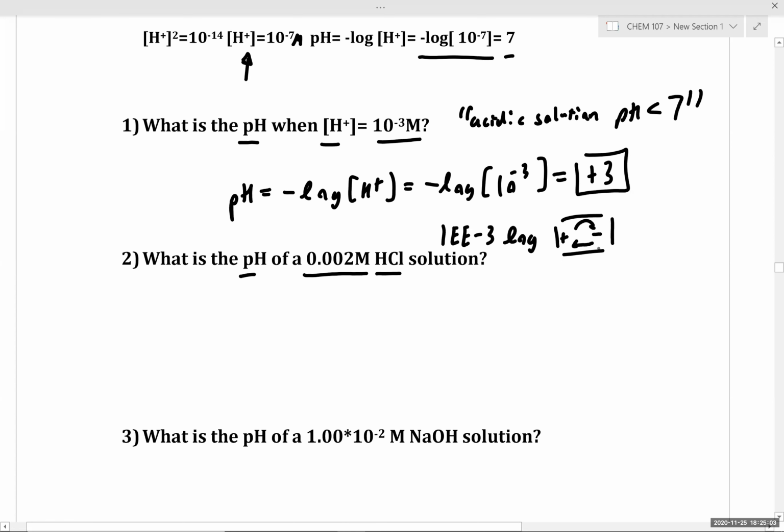Which is the log button? It should have the letters LOG on your calculator. Oh, I see it. Okay, thank you. Perfect.